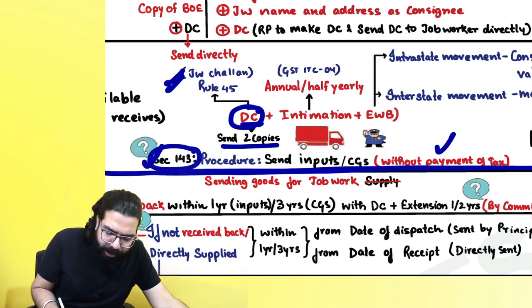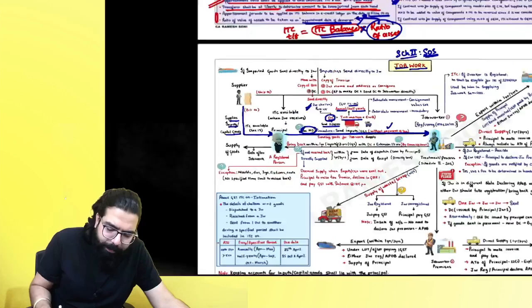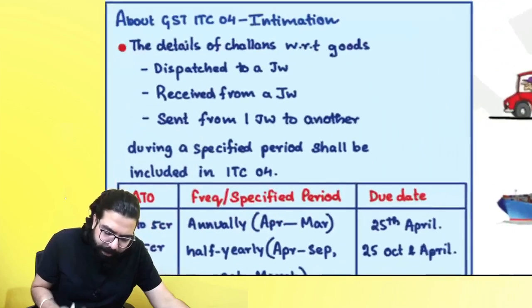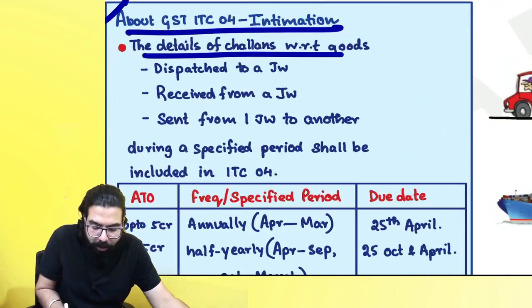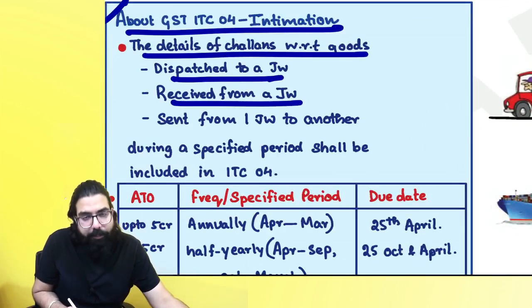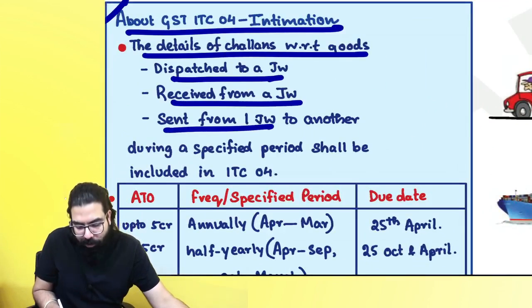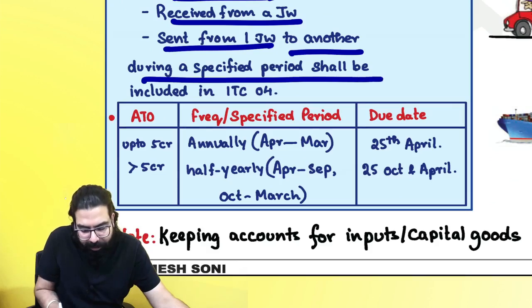Now what will happen over here? You also have to file one intimation. There is a half-yearly and annual intimation in GST ITC-04, in which you give details about the goods sent to job work, received from the job worker, and sent from one job worker to another during a specified period, and all these details.